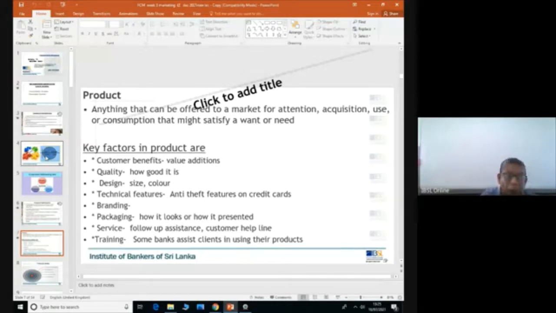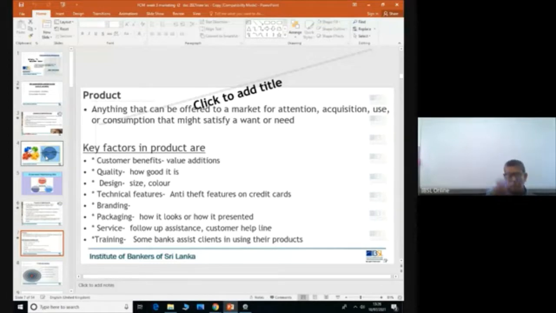So the next point, what you're expecting from a product is the design, the size, the color. Some banks are offering small passbooks, right? The design of the passbook, especially for children, they may have some good small colorful passbooks like that. Design, the color, right? The next one is what you call the technical features.